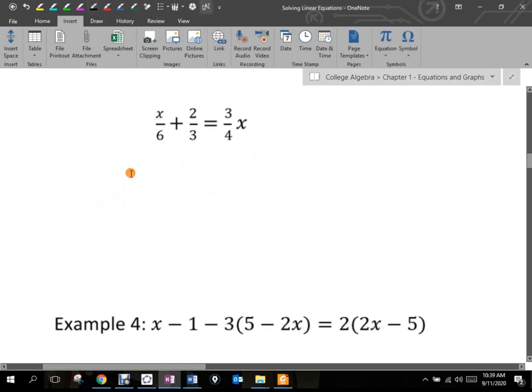Now, notation-wise, you're going to see people do this. So I got to multiply everything by 12. That's what this is saying. You're going to see people write it this way. And that's fine.